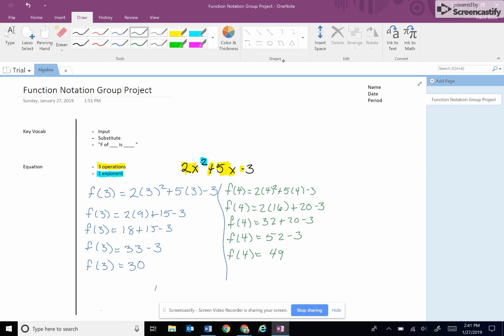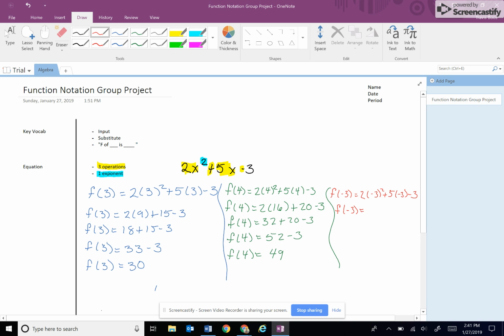Let's try one last one. Now remember, one of my inputs has to be negative. So let's try negative 3. I'm going to have to write a little bit small so that all my work can fit in here nice and neat. Let's try this again. f of negative 3 is equal to 2 times negative 3 squared plus 5 times negative 3 minus 3. Okay, it fit that time.